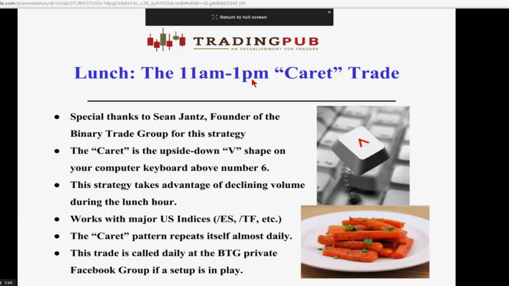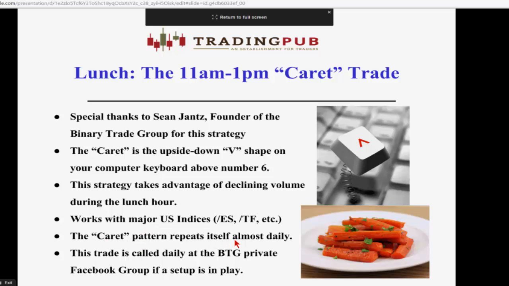And going into the 11 o'clock to 1 p.m. time frame, the volume drops out of the market. And when that happens, it's sort of like the lunchtime doldrums. A lot of traders don't like to trade during that period because there's not a lot of participation in the marketplace, and those indices lose their momentum, and it can create a caret. And a caret is that upside down V shape that's on your computer keyboard above the numeral 6. Marketplace will go up and then it'll come down. And what you want to do is take advantage of that pattern and trade off of it.